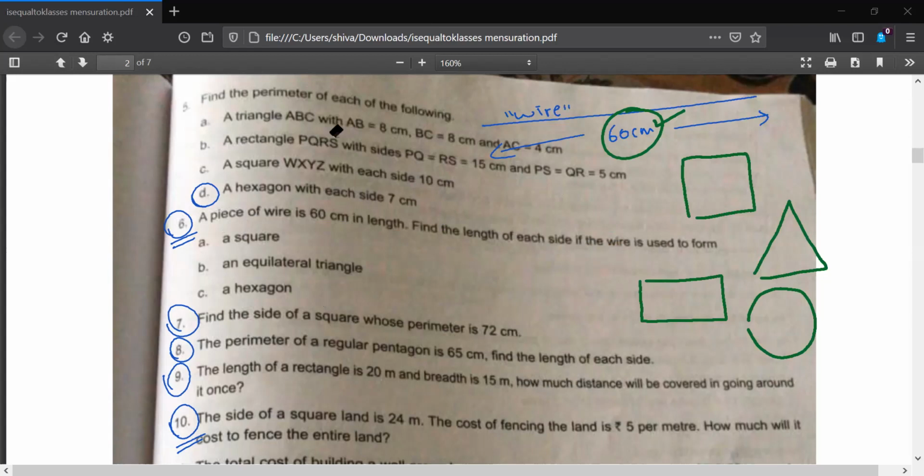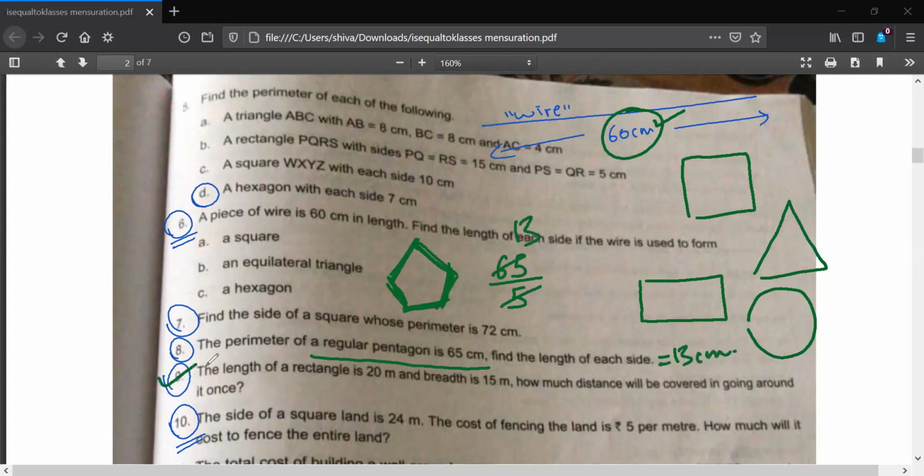Next question, question number 8. What is the answer that you have got? 13 centimeters. Okay. I have a regular pentagon. Pentagon means that there are 5 sides. It will look something like this. Yes, now it seems okay. 65 would be divided by 5. This would be 13. So the answer would be 13 centimeter.